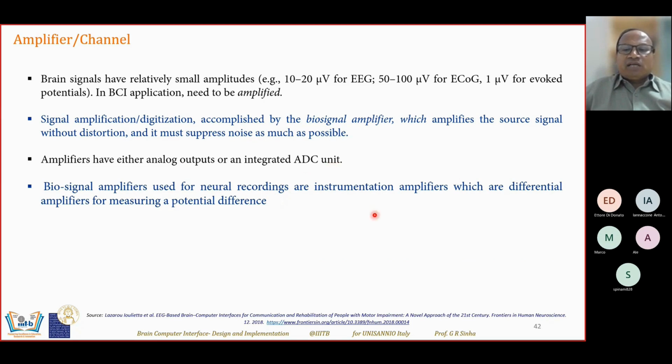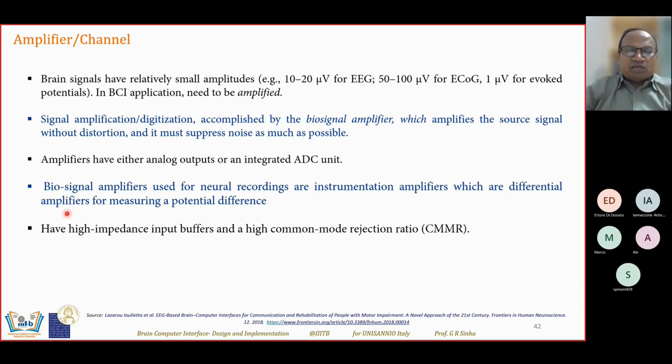They are actually called instrumentation amplifiers, which are differential amplifiers for measuring a potential difference. So any amplifier which is being used for EEG recording is always a differential amplifier, a kind of instrumentation amplifier. And this particular terminology I was mentioning in my previous slide, that they have a very high input impedance buffer. If you have seen in one of the previous slides, buffers were used before the amplifier.